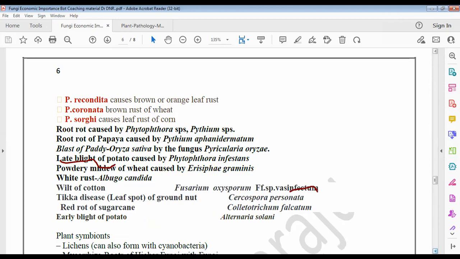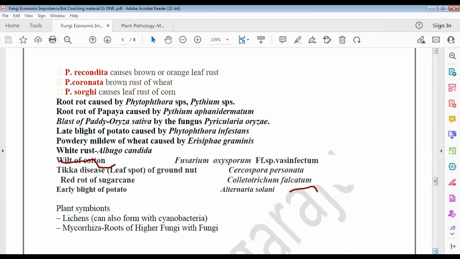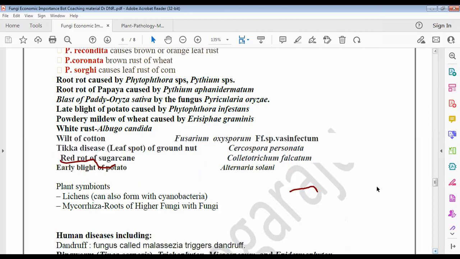Powdery mildew disease symptoms: are they on the upper side of the leaf or the lower side, in the lamina or on the stem part? Upper side of the leaf. Upper surface. Adaxial surface. Adaxial, abaxial.